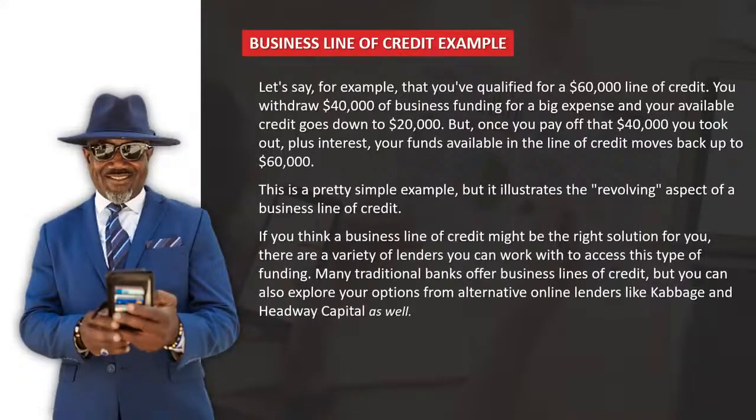Okay, here's a business line of credit example, pretty much what we talked about before. You qualify for a $60,000 line of credit. You withdraw $40,000 of business funding for a big expense, and it takes your available credit down to $20,000. Once you pay off the $40,000 you took out plus interest, your funds are back available to $60,000. Super easy to understand.